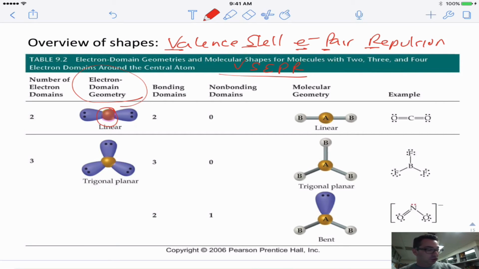So when you have 2 connected atoms, and there are no lone pairs on the central atom, we can see that in the example here, CO2. C is connected to 2 atoms, 2 oxygens, with no lone pairs. The electron domains will spread out. They'll be linear. They'll be a 180-degree angle.